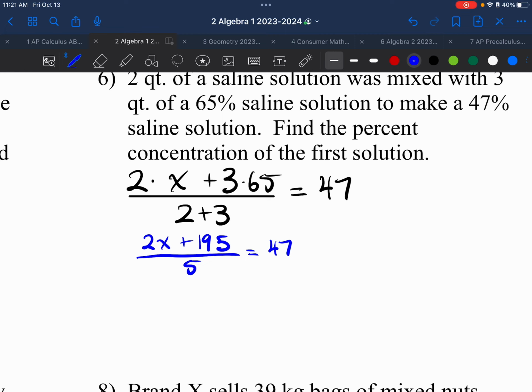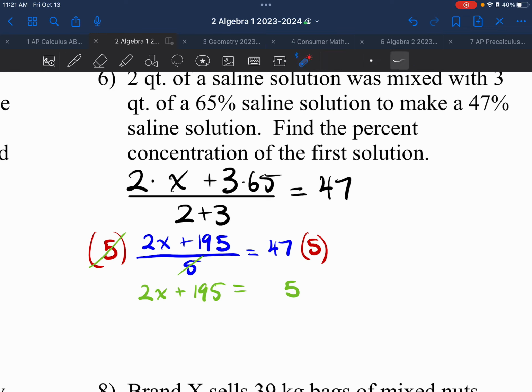All right, I've simplified a little bit. I need to undo this division by 5 to make this not a fraction. That means I'm going to multiply both sides by 5. When I do that, what should happen is 5 and 5 should cross cancel, leaving me with 2x plus 195 will be equal to 47 times 5. How do I do that? Well, 7 times 5 is 35. I'm holding the 3 on my fingers, and I'm saying 4 times 5 now is 20, plus 3 on my fingers is 23.